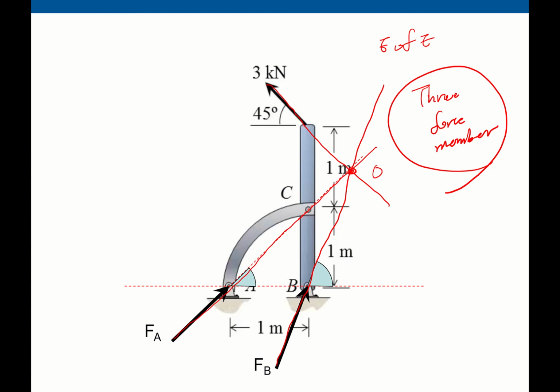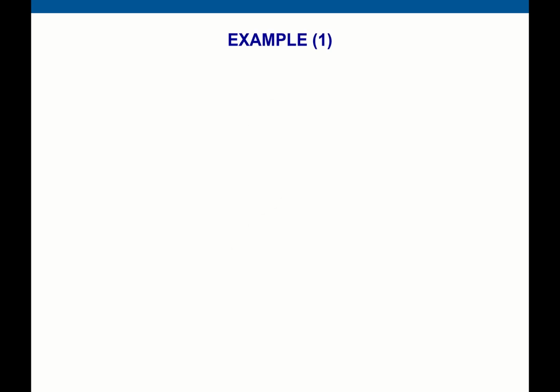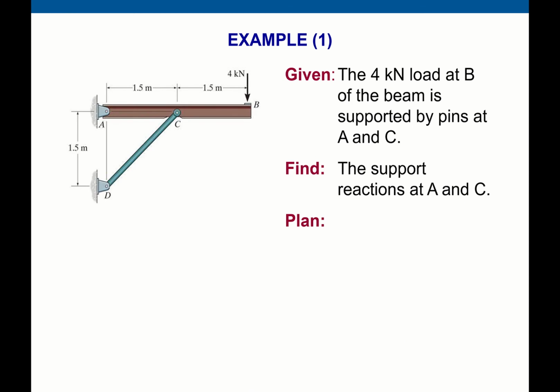So we have two unknowns here, two unknowns, two unknowns. We have three equations. So we can solve the problem very easily without using six equations. Alright, let's look at an example here.